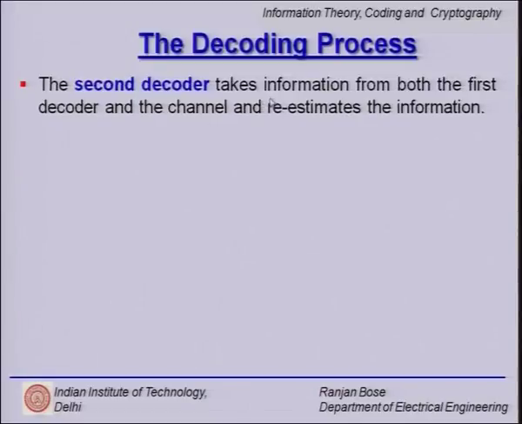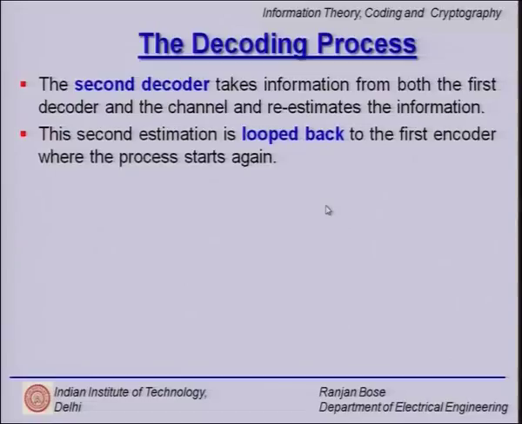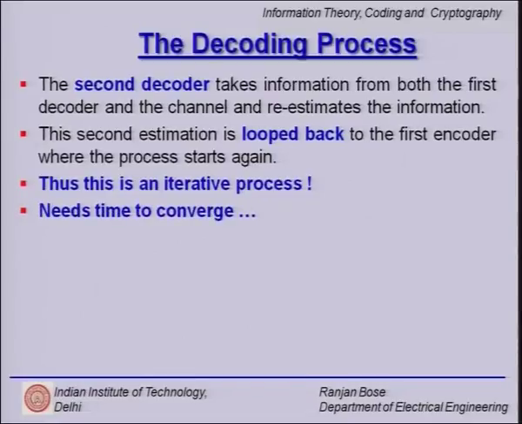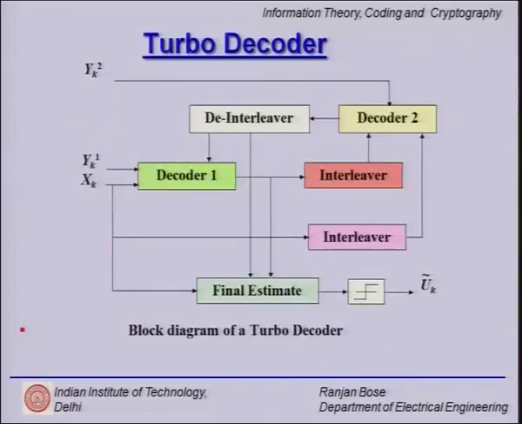Now, the second decoder takes the information both from the first decoder and the channel and re-estimates the information. This second estimation is looped back to the first decoder where the process starts again. So, it is message passing. Therefore, it is clearly an iterative process and we keep doing it till we converge and we know that okay, this is the best bet I had in terms of the received message. So, clearly it needs some time to converge.